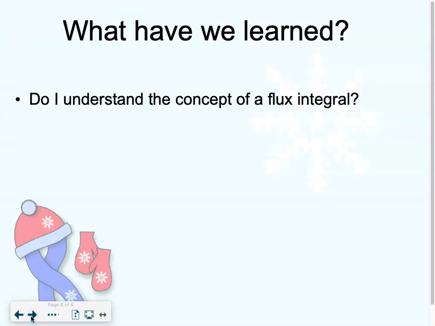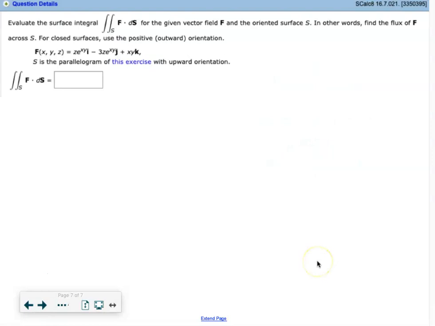So, flux integral, just the regular surface integral of F dot n. Just got to know how to find n. All right, so now what I'd like to do, I'm going to pause. Okay, so this is number 1 from tonight's homework. Evaluate the surface integral of F dot dS for the given vector field F and the oriented surface S. In other words, find the flux of F across S. For closed surfaces, use the positive or outward orientation. Note S is the parallelogram of this exercise with upward orientation.